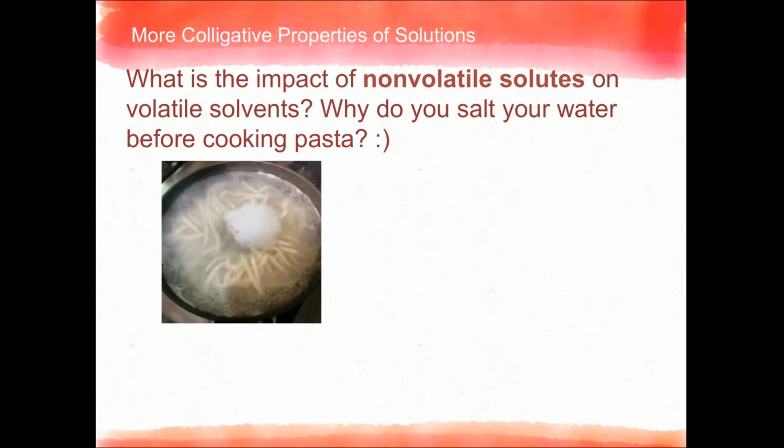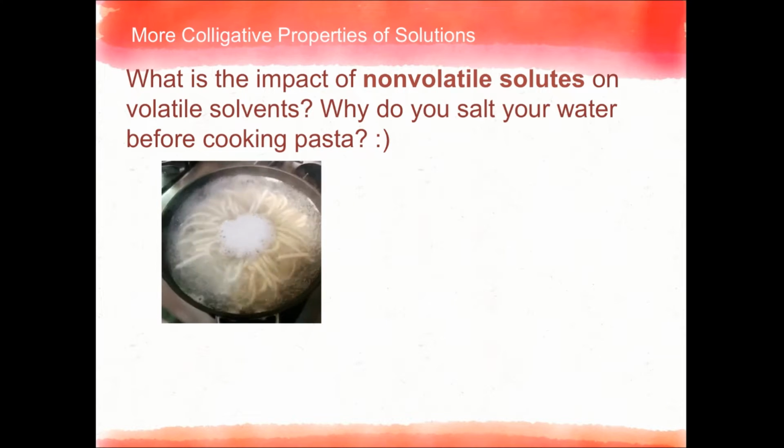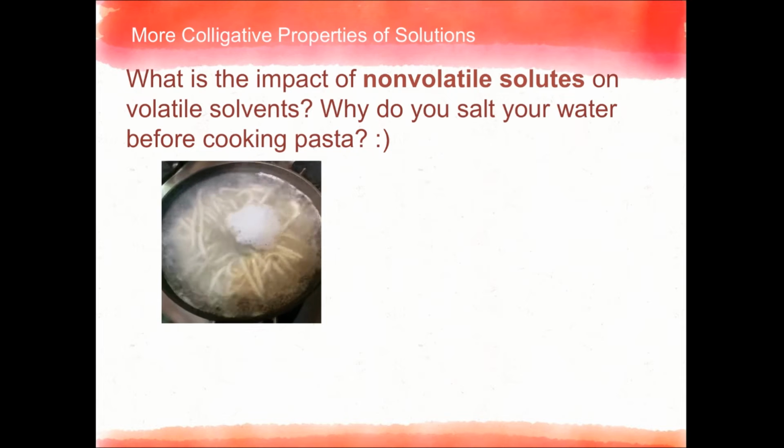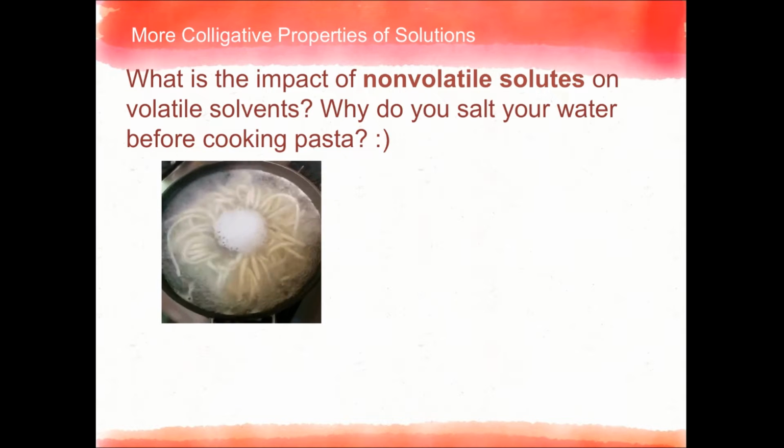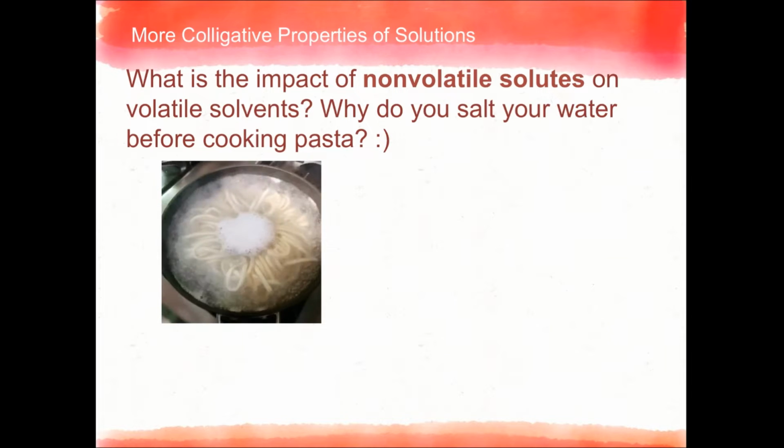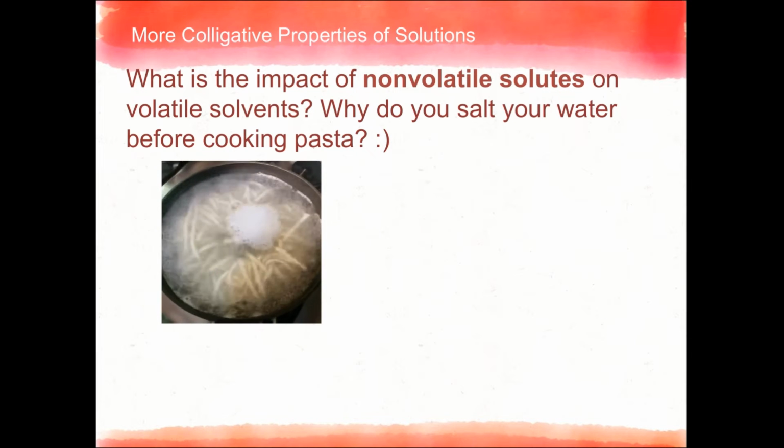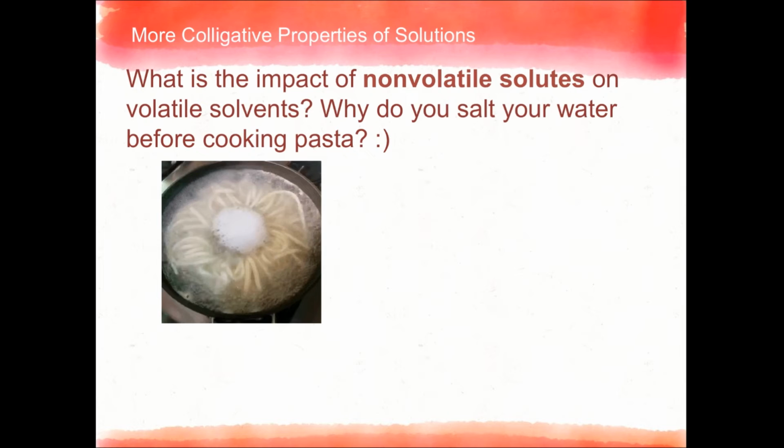So we just finished talking about Raoult's law, which deals with volatile solutes. We went over the examples of chloroform mixing with acetone. We talked about ammonia and ethanol in the last problem. But what do we do about non-volatile solutes?